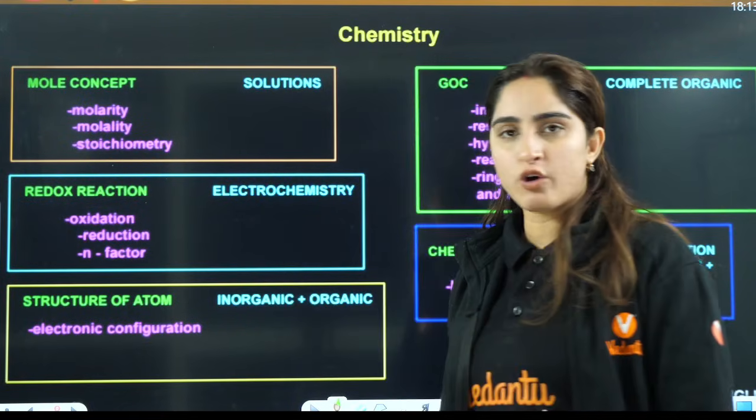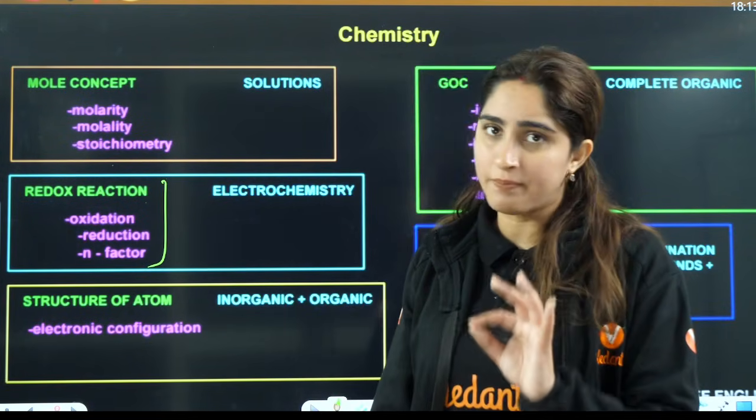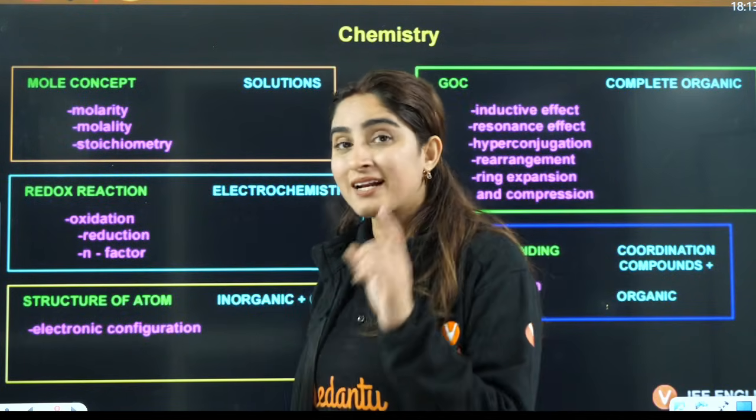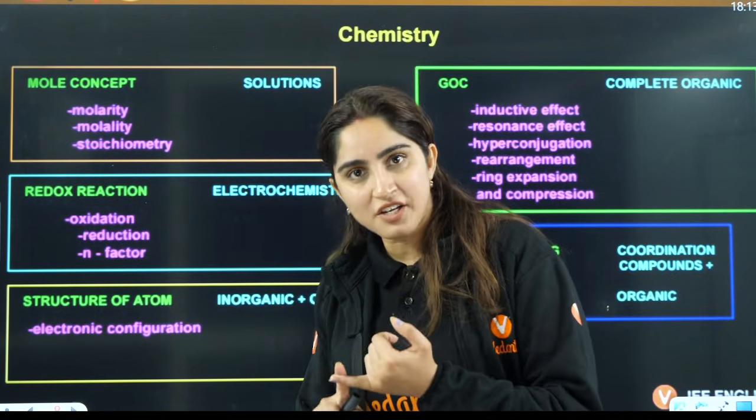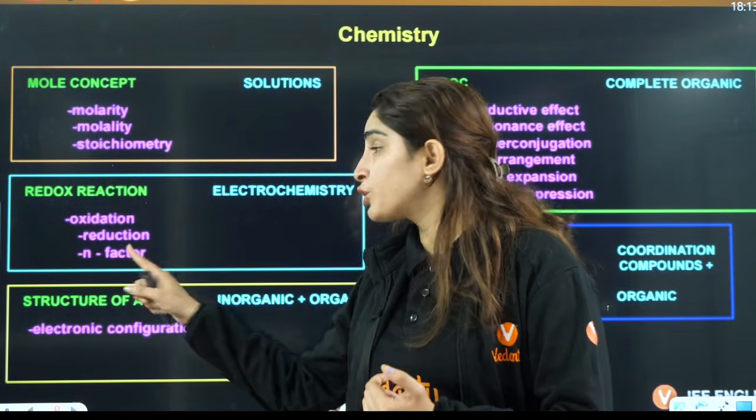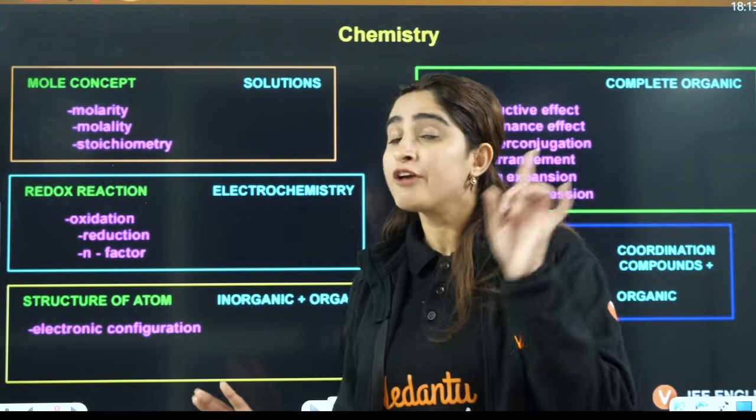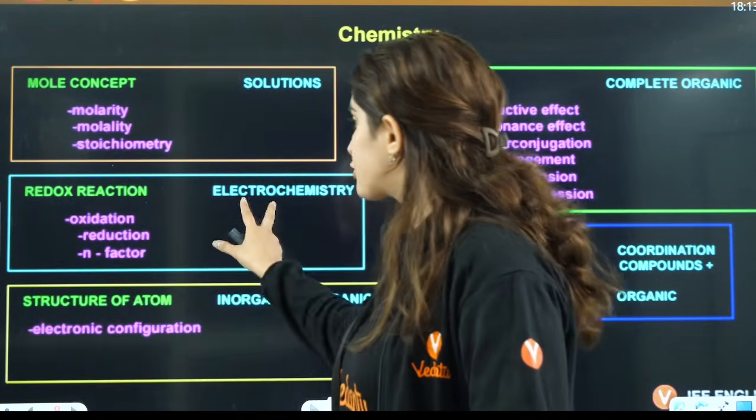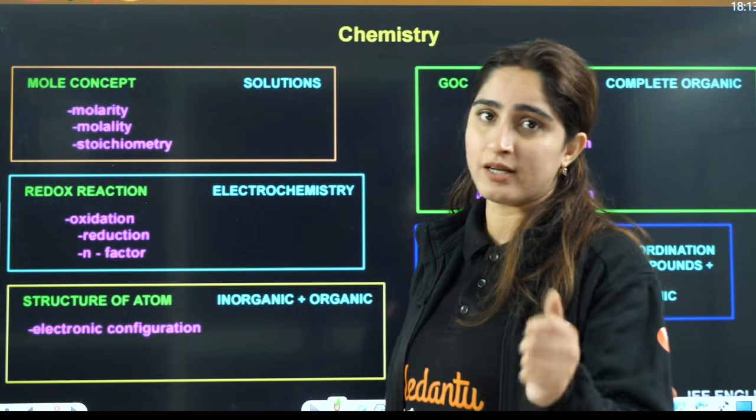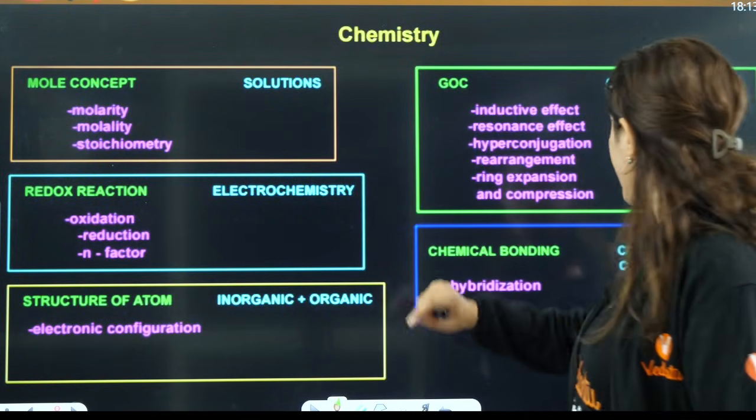Next is electrochemistry. Redox reaction from class 11 forms the base. Now, ma'am, what are the selected things that I have to do from redox reaction? You should know about oxidation, about reduction. You should know n-factor calculation here. That will help you in electrochemistry. If you are totally blank on that, you will go blank in the electrochemistry n-factor numericals, right? Okay.